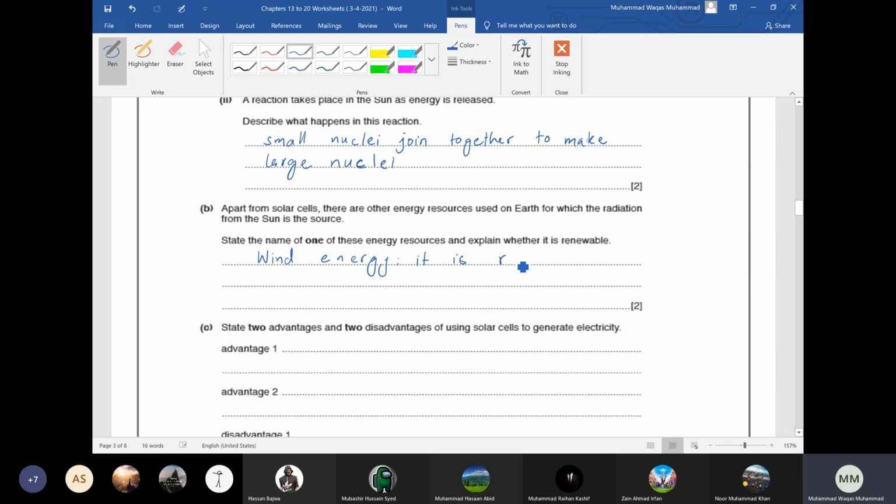It is renewable as it will not run out, because, beta, it is constantly being replaced. Right, beta?